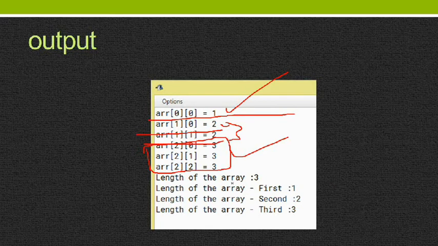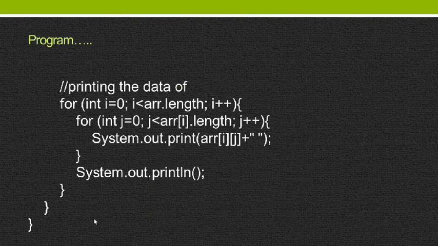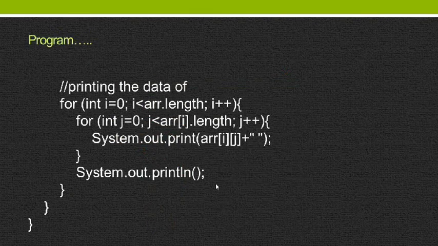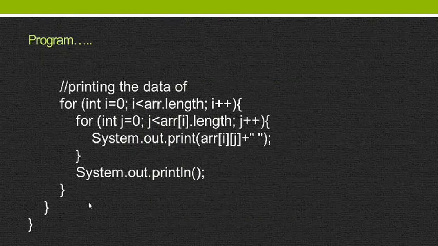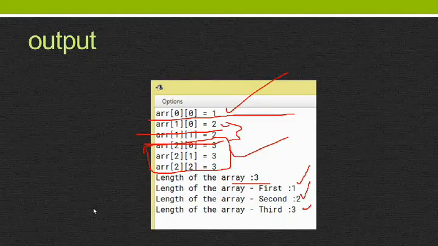Now the length of the array, it has also printed. The length of the array is 3. Length of the array, first row 1, second 2, third 3. Here there are some codes for printing length, not got printed here. Okay.